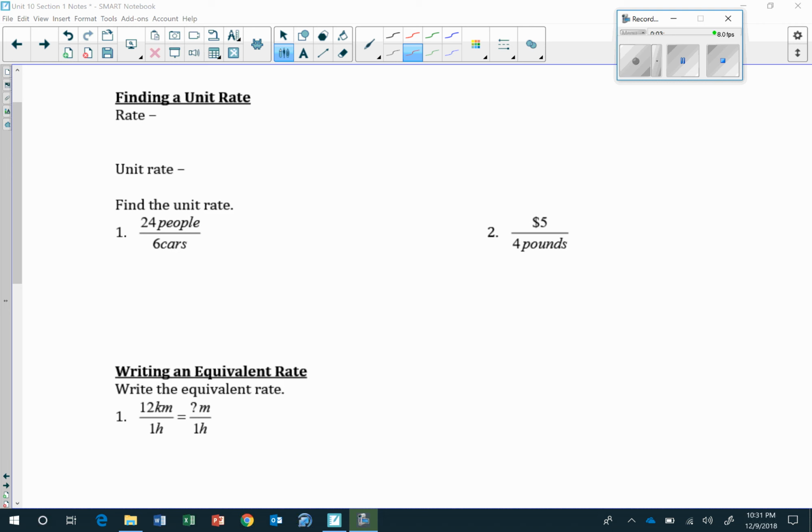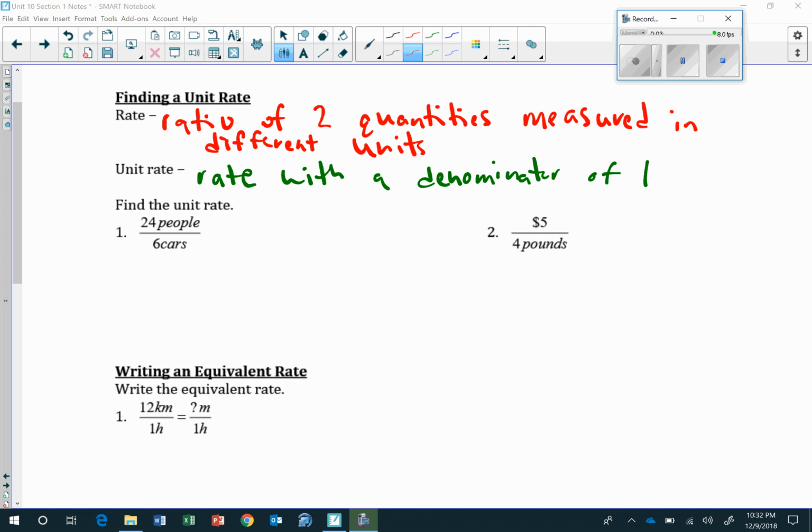On the back of the first page, we are looking at finding a unit rate. So before we can find a unit rate, we need to define what a rate is and what a unit rate is. A rate is a ratio of two quantities measured in different units. So a ratio was using division to compare two quantities. For it to be a rate, you need to have two different units. And then the unit rate is a rate with a denominator of 1.